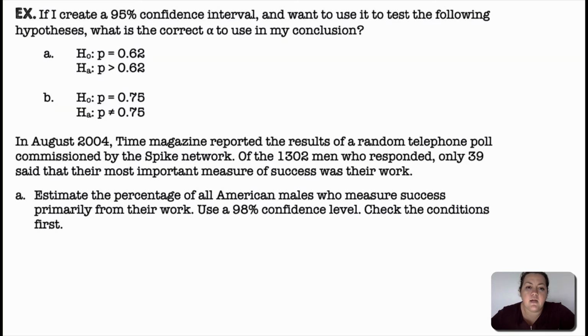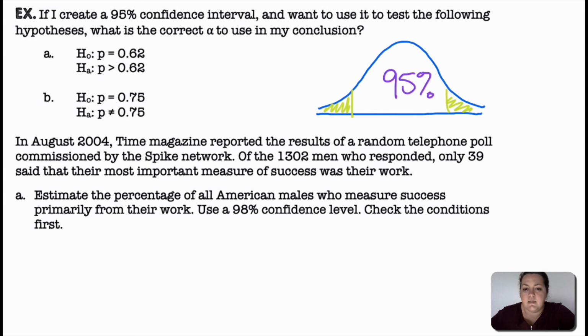All right, if I create a 95% confidence interval and want to use it to test the following hypotheses, what would be the correct alpha to use for my conclusion? All right, so if I have a 95% confidence interval, that means I have 95% in the center. If I have 95% in the center, I have 2.5% on either tail. And so if I'm doing a one-sided test, my alpha value would be 0.025 or 2.5%. And if I'm doing a two-sided test, I would combine those and it would be 5% or 0.05.